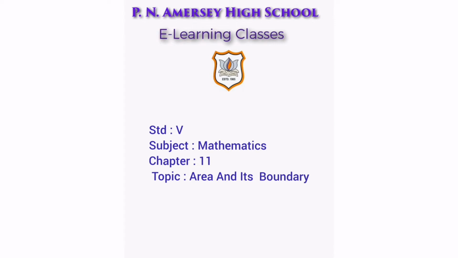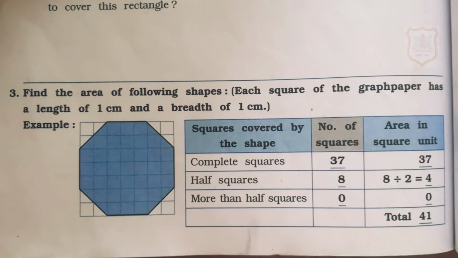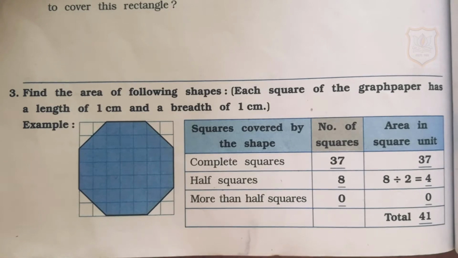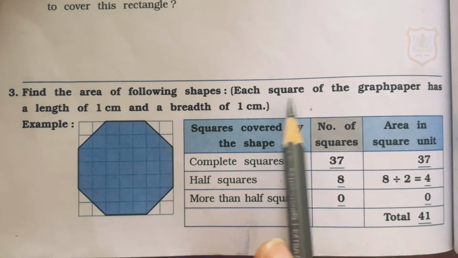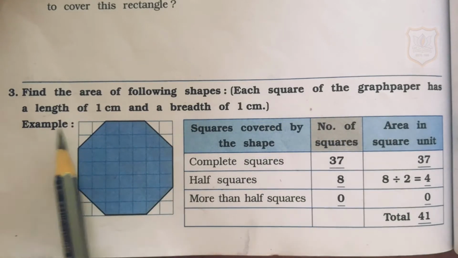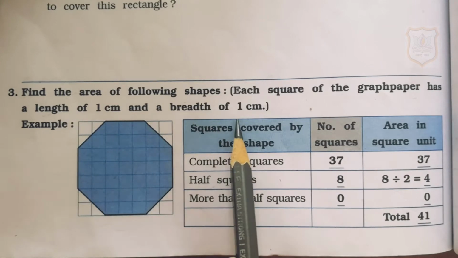We will continue with our chapter number 11, area and its boundary. Question number 3 of chapter 11, area and its boundary. Find the area of the following shape. Each square of the graph paper has a length of 1 centimeter and a breadth of 1 centimeter.